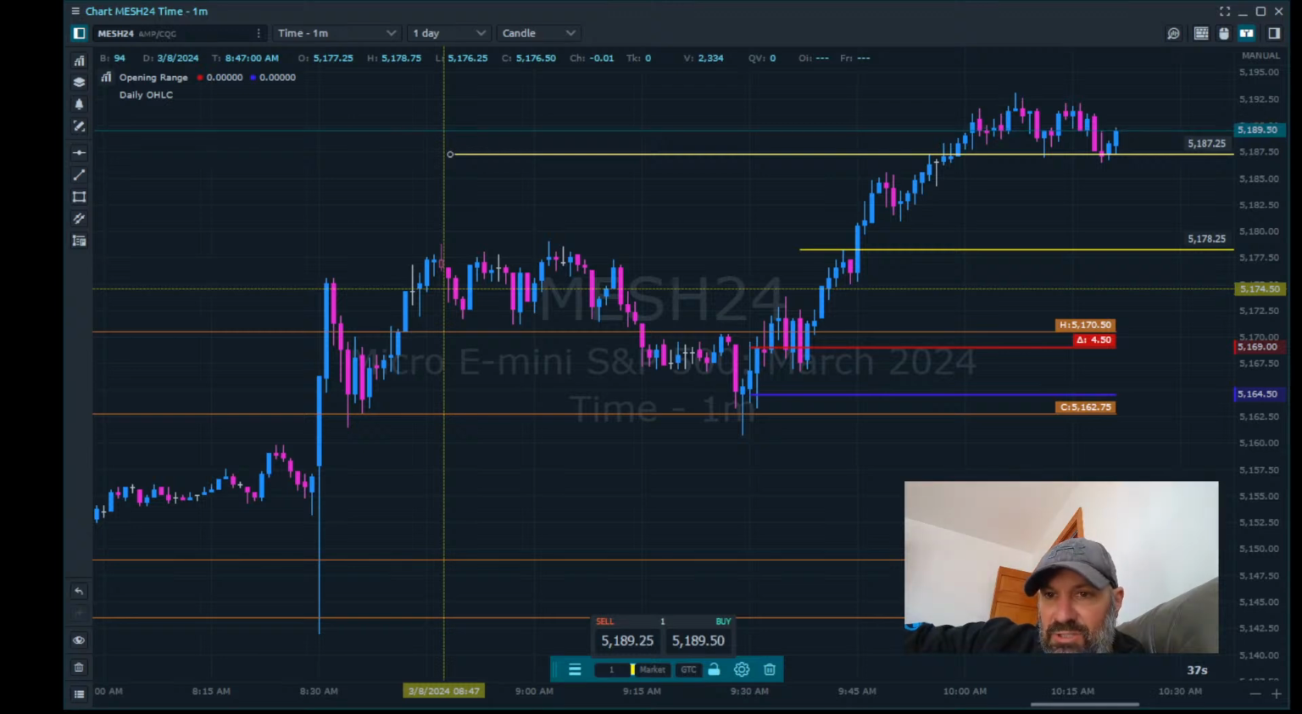So we did take out that swing low right at that yellow line there. And that's what I was hoping would happen. So now, making a few points on that trade was pretty easy. Not really any stress.